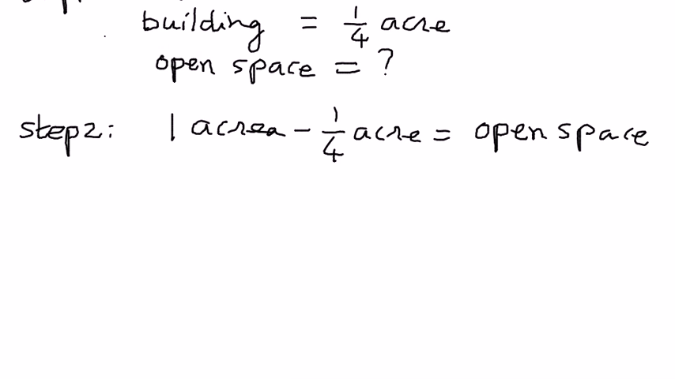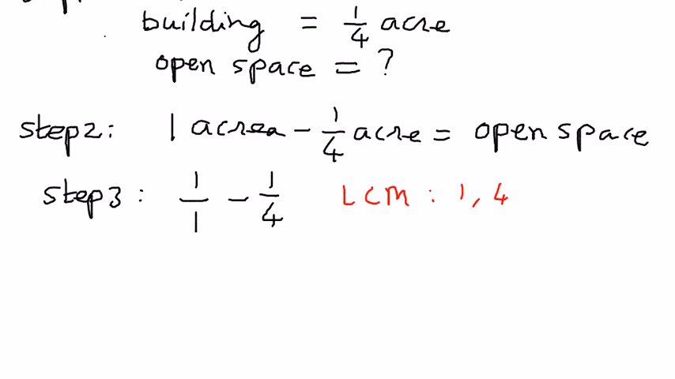So how do we write this? We can write this as follows. Step number 3. We can write 1/1. We can write the whole number as a fraction like that, minus 1/4 like that. We need to find the common denominator between 1 and 4. So if I were to find the least common multiple for the numbers 1 and 4, 4 is the least common multiple for 1 and 4.